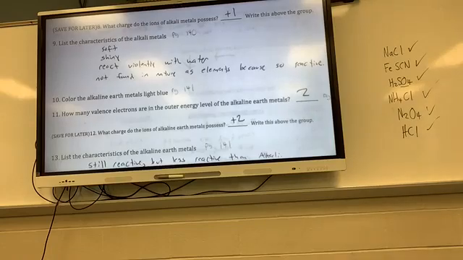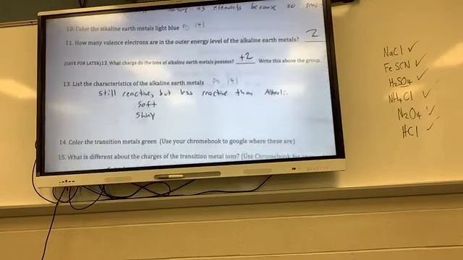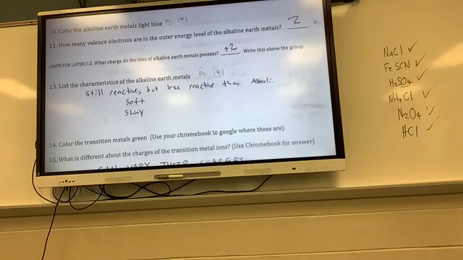What are the properties of the alkaline metals? Well, these, they got to lose 2 electrons. So they're still reactive, but a little bit less. They're soft, they're shiny, but less reactive than alkali earth metals. A little bit less reactive.